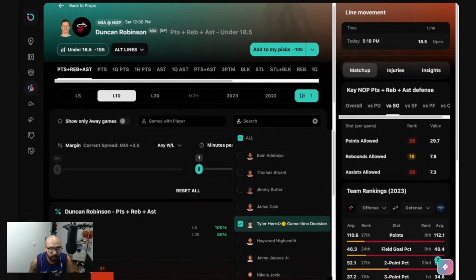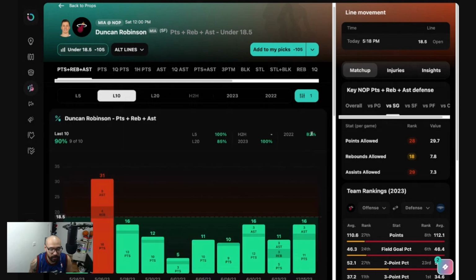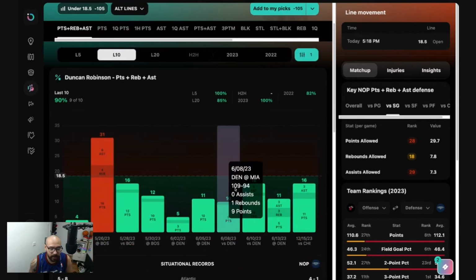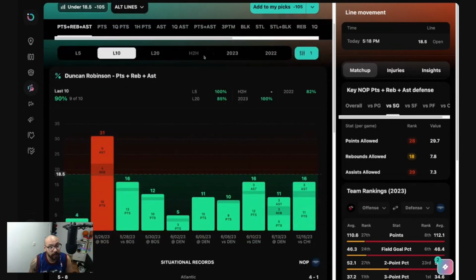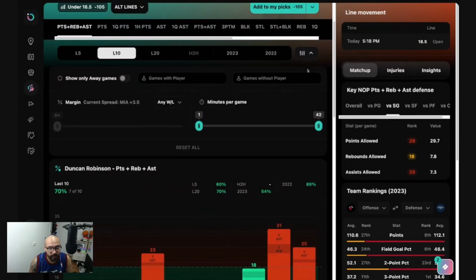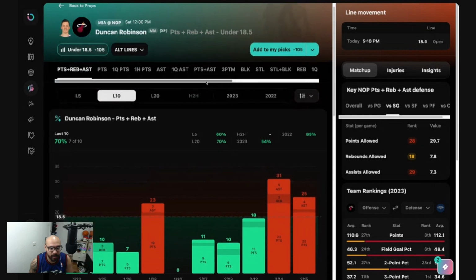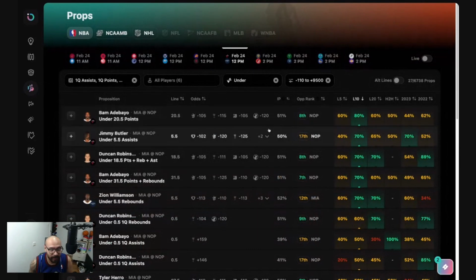Now, if Tyler Herro does not play, what then happens to Duncan Robinson? He still goes under anyway. Okay. So the under, definitely on the cards. He hasn't played the New Orleans Pelicans recently, so we don't have any numbers for that. But his last 2 games were excellent. I don't know if I'm brave enough to take the under, to be honest. So that leaves me guessing.